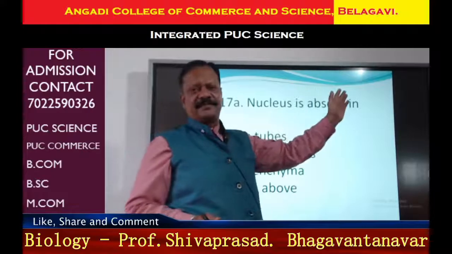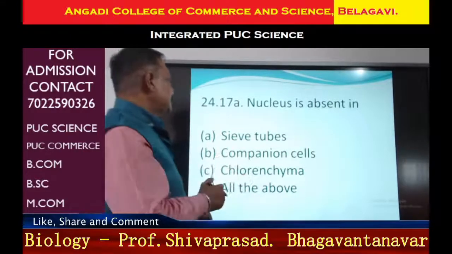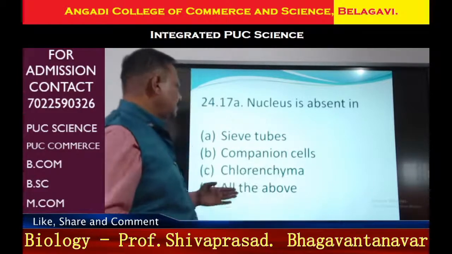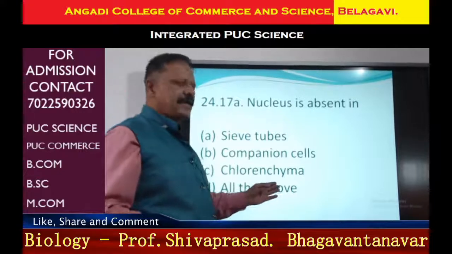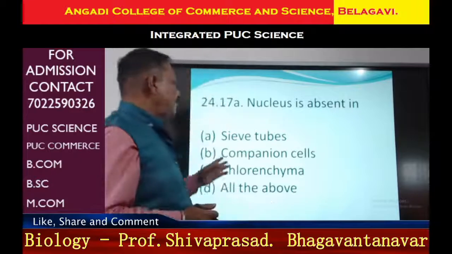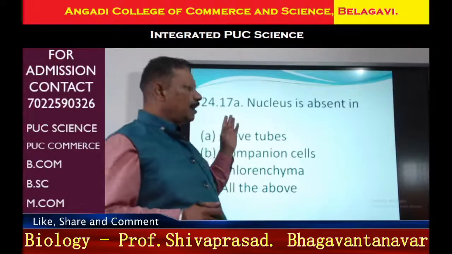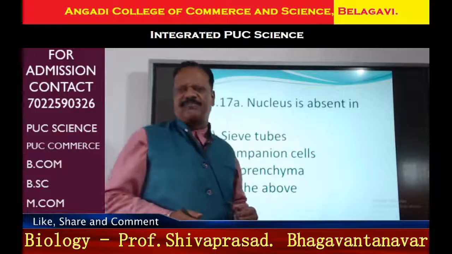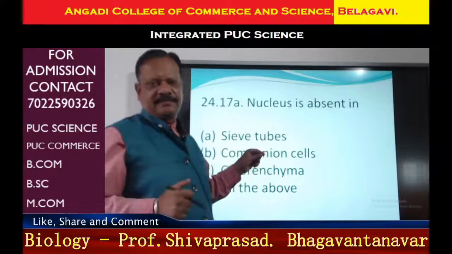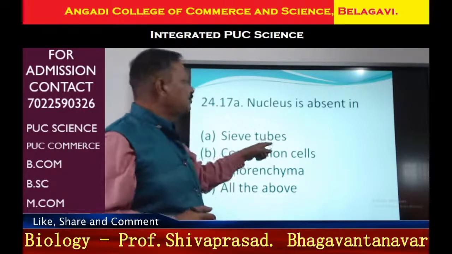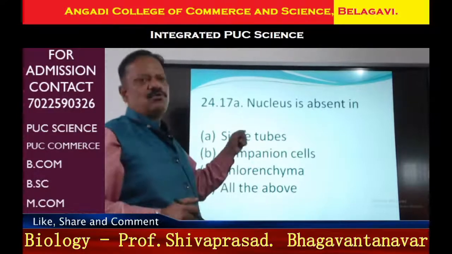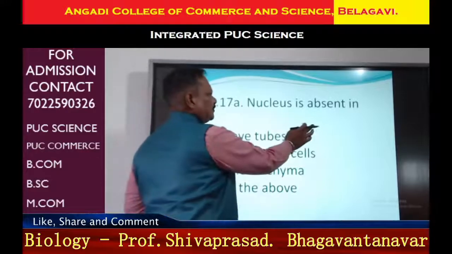Nucleus is absent in. Where is the nucleus absent? Sieve tubes, companion cells, chlorenchyma, all the above. Usually, in companion cells, nuclei are present. For example, in xylem and phloem, in case of phloem, the sieve tubes and sieve plates are present. And in case of sieve tubes, the nucleus will be totally absent. So as a result, option A, sieve tubes is the right one. Next.